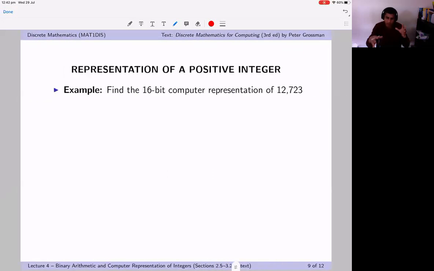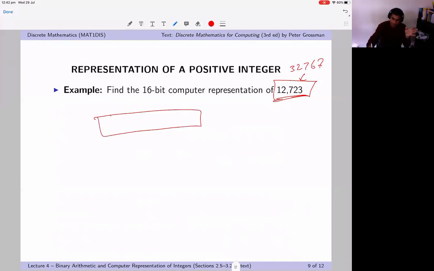So let's look at the positive number representation first. Find the 16-bit computer representation of this decimal number. Remember, this number is way less than 32,767, so it can be stored in 16 bits, or 2 bytes, in other words. So first thing we need to look at is its binary representation.